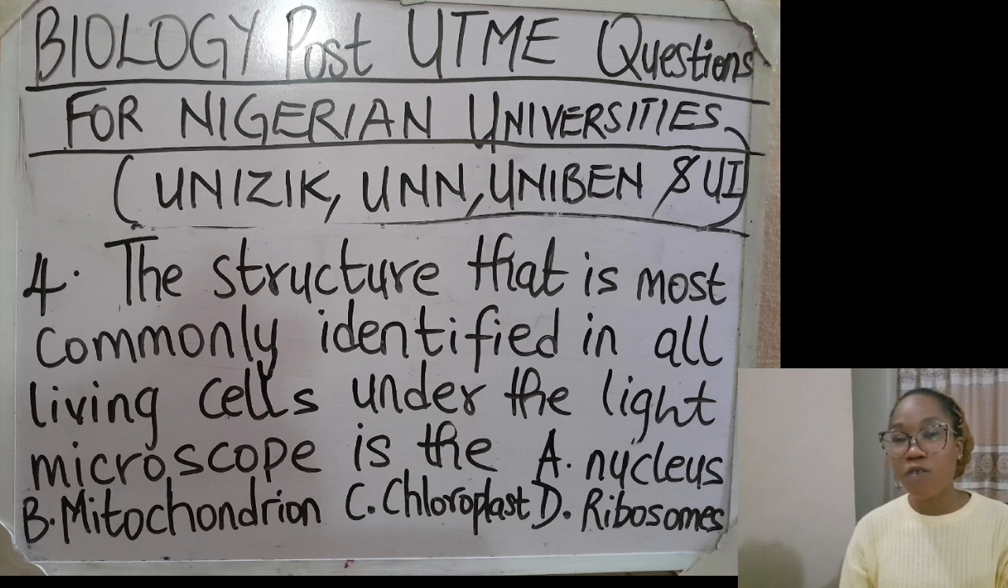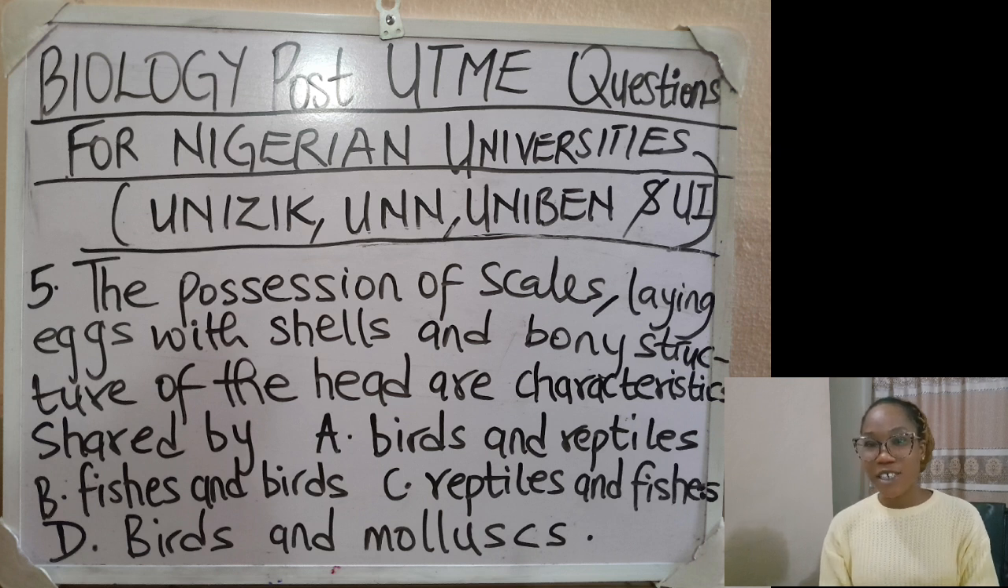So that being said, let us move on to the last question, question number 5. It's on your screen. Let me read this. It says the possession of scales, laying of eggs with shells, and bony structure of the head are characteristics shared by. I repeat, the possession of scales, the first characteristic, the laying of eggs with shells, that's the second one, and bony structure of the head are characteristics shared by.